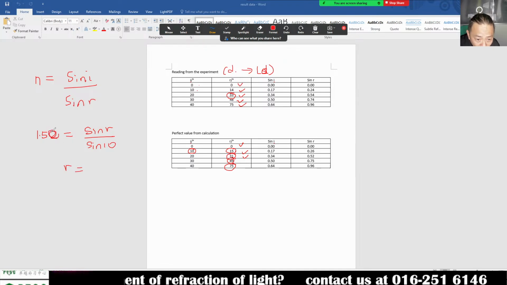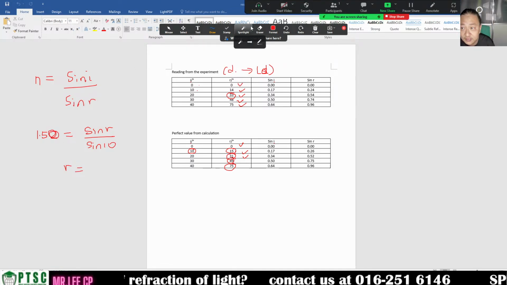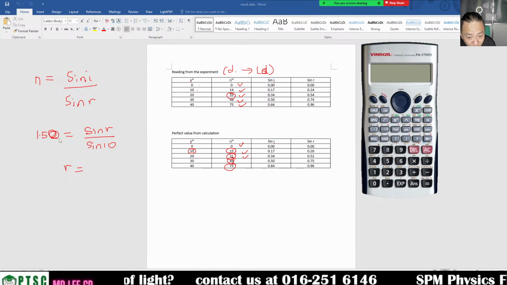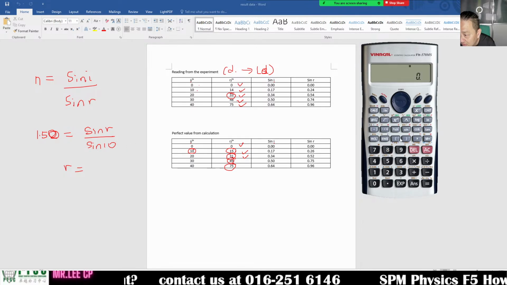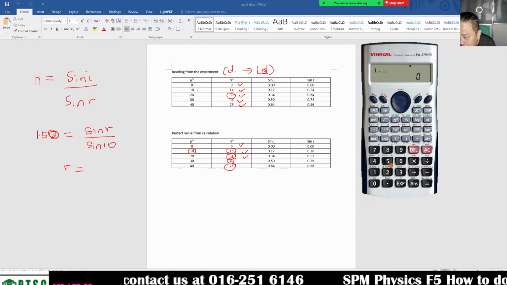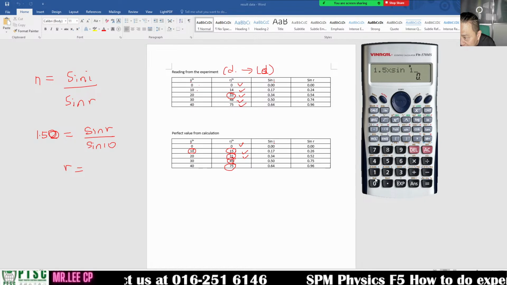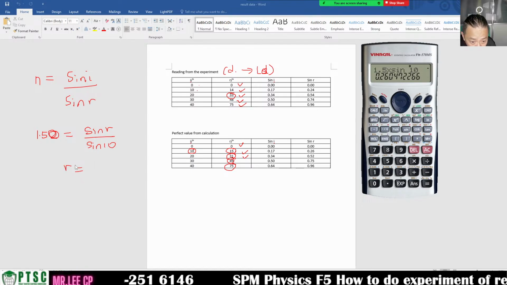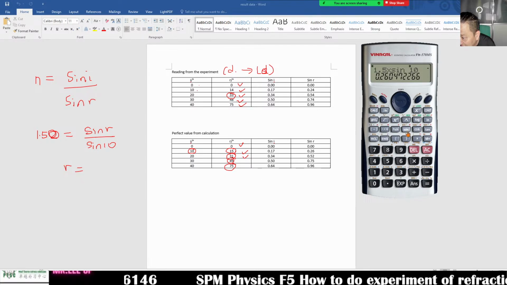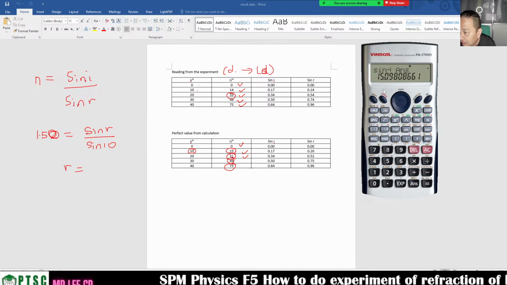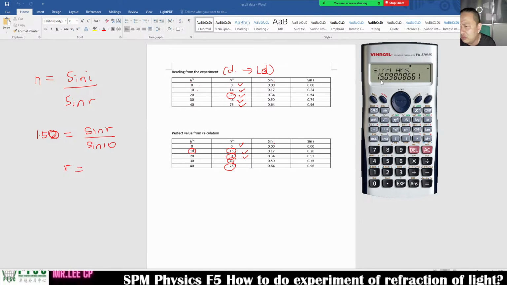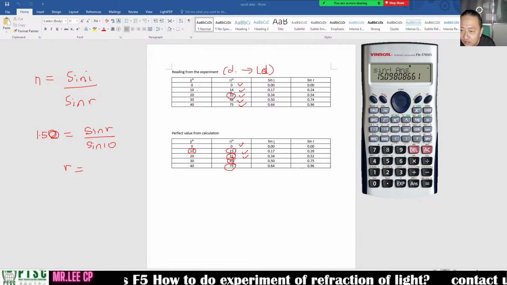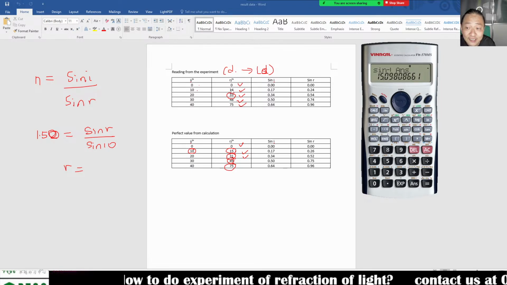If n is 1.50, we calculate 1.50 first, easier. I base everything on 1.5. So 1.5 times sin 10 equals sin r. But I want to find r, so I shift sin and get 15.01. You cannot read 15.09; maybe you can read 15. But the experiment I get is 14.